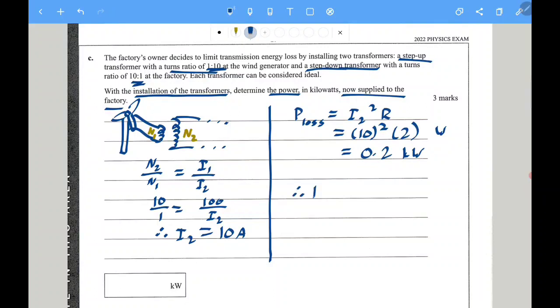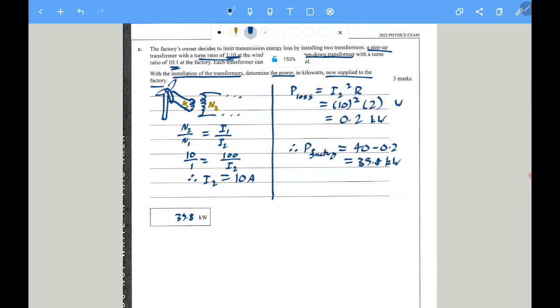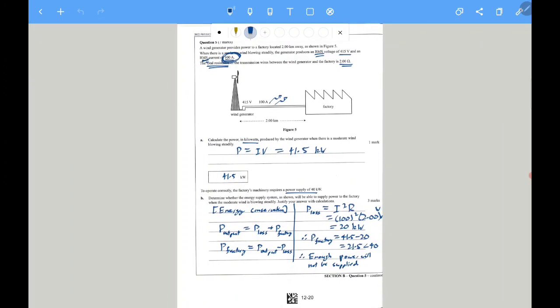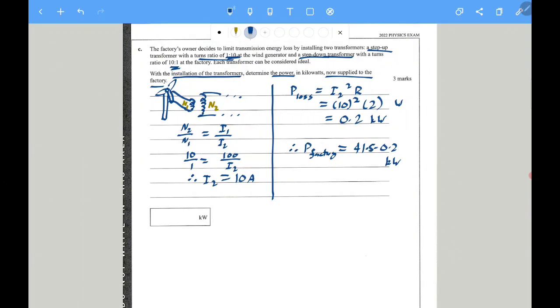So therefore we can say that the power received by the factory will be equal to the initial power that's supplied minus the power that is lost. So I think I made the wrong substitutions here. It should be 41.5. Yeah, so that's the power that's required. 0.3. Yeah, sorry to give you guys a heart attack there, but it is 41.3 kilowatts.